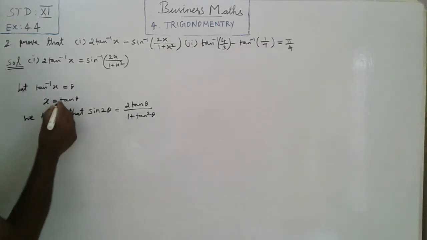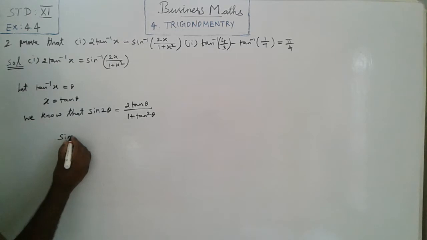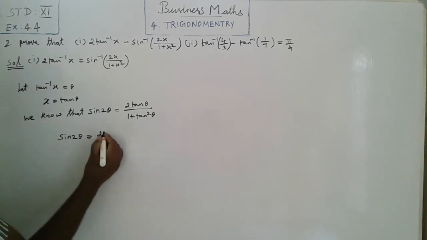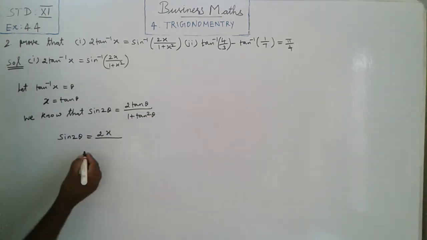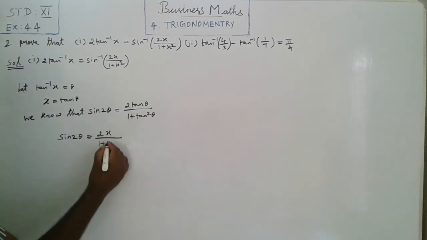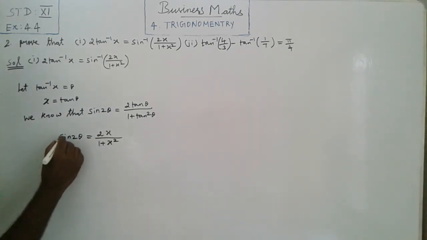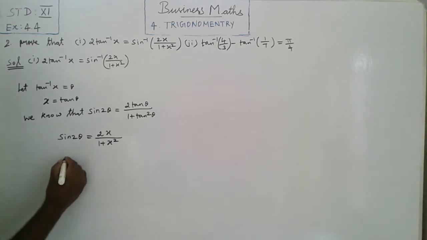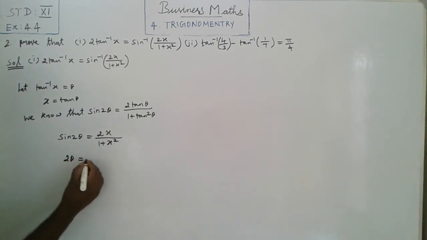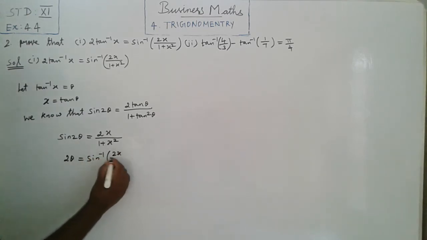So we should substitute the tan theta value. Tan theta value is what? x. Substitute there. Sin 2 theta equals 2 into tan theta, which is x, so 2x divided by 1 plus tan square theta. Tan theta is x, then tan square theta is x square. Taking the right hand side, 2 theta equals sin inverse of 2x divided by 1 plus x square.